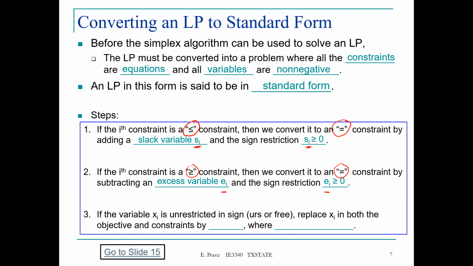If x_i is unrestricted in sign, then we replace x_i in both the objective and constraints by this substitution, x_i = x_i prime minus x_i double prime, where x_i prime is greater or equal to 0 and x_i double prime is also greater or equal to 0.